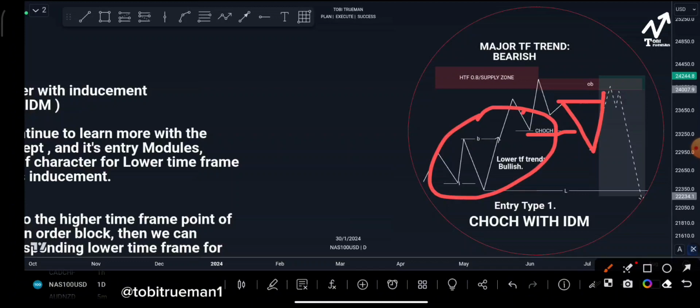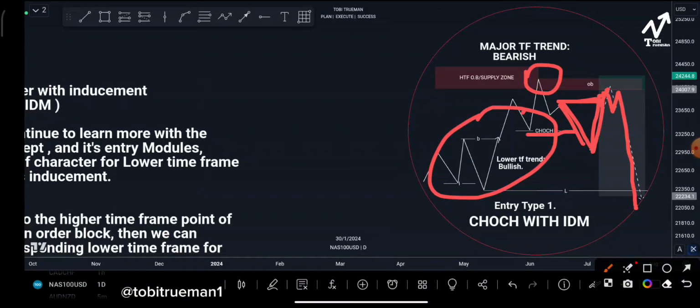Okay, so now after the change of character, price took out the 1 hour inducement, then tapped into the extreme order block that I just formed inside this higher time frame supply zone. When price taps into this order block, we can then make our move, either buying or selling.